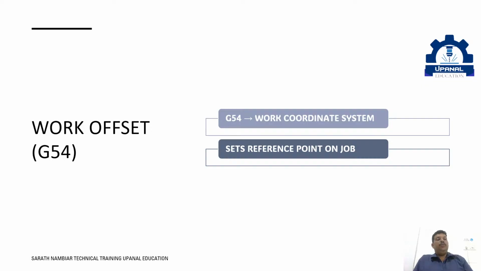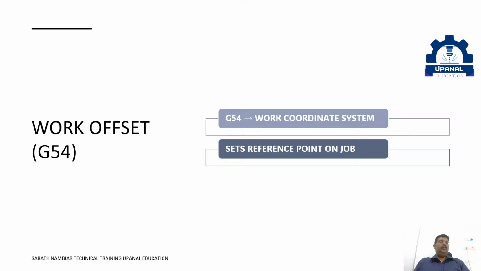Now, we move to a very important concept in CNC, that is the work offset. Here we saw the code G54. If this is wrong, everything will be wrong. So this is one of the most important concepts in CNC. So work offset is nothing but G54. It is a reference point with respect to the work. So if you have multiple works on the same bed, we can change it to G55, G56, G57, G58, G59. Like that we can change it.